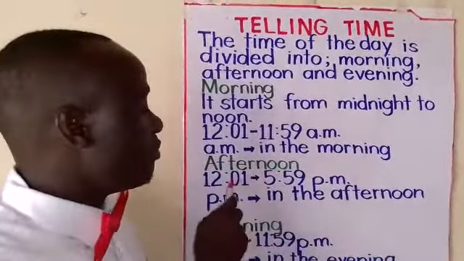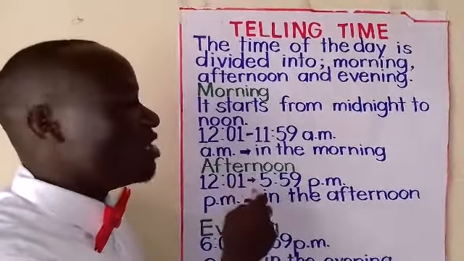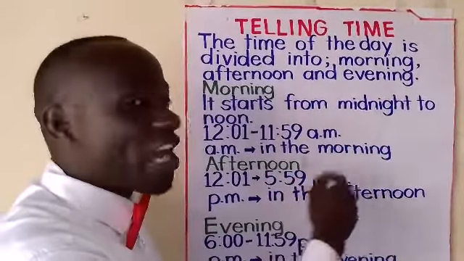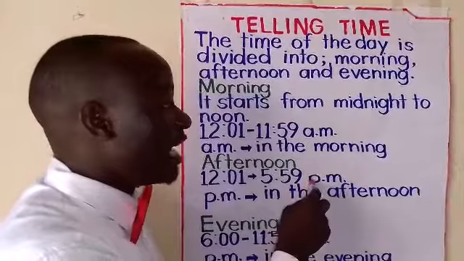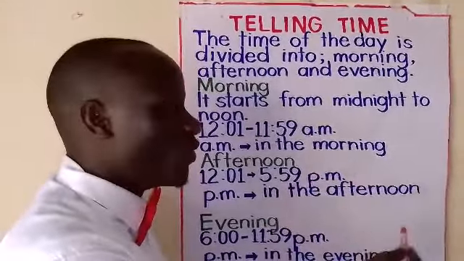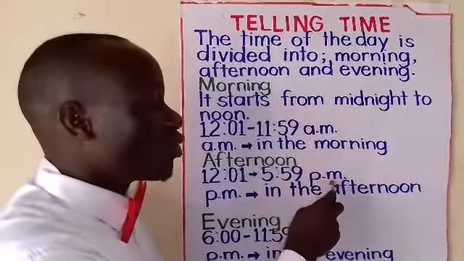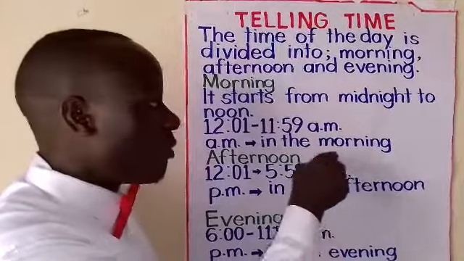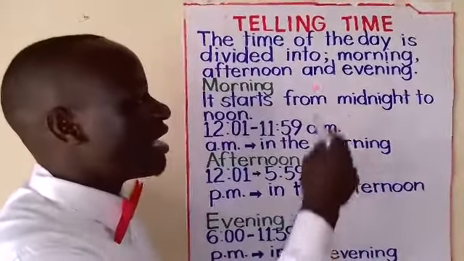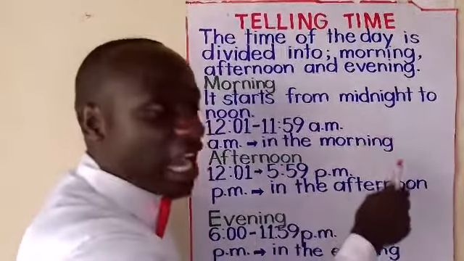Then afternoon begins at 1 minute past 12, 1 minute after midday. Then it stops at around 1 minute to 6. And P.M. in this particular case stands for in the afternoon. This abbreviation is derived from Latin and it comes from two words, post meridiem. Post means after, and meridiem, like I said, means midday. So in English it becomes in the afternoon.